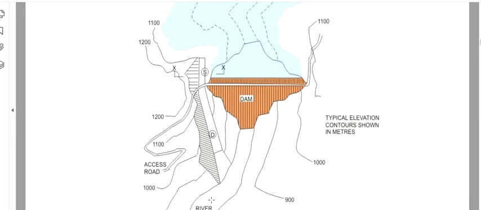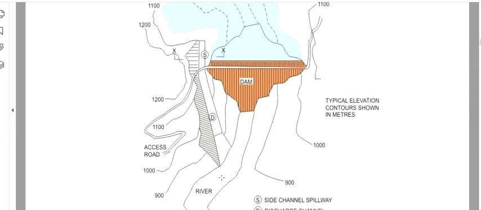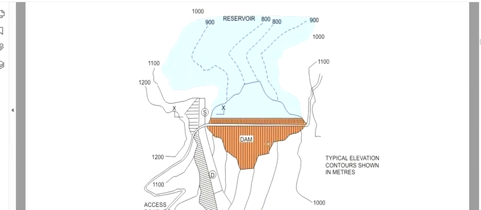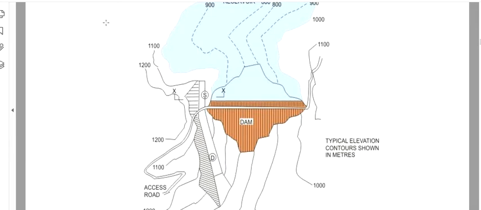So here is a river which is flowing in this direction, and a dam which is constructed like that, and here is your reservoir. You can see this is the upstream and this is the downstream direction of the river, and this is the upstream portion on which the reservoir is built. Now a spillway is constructed here.